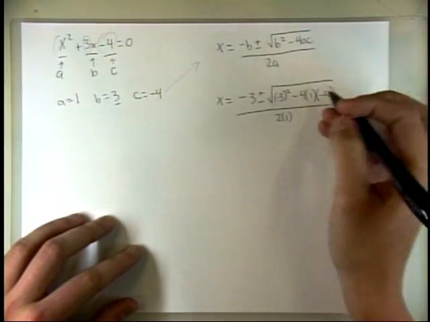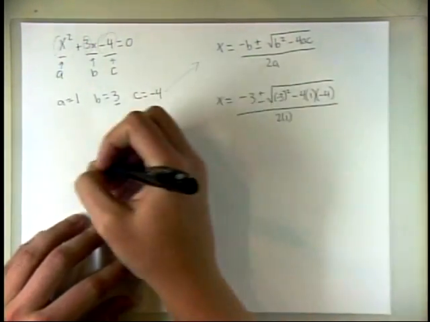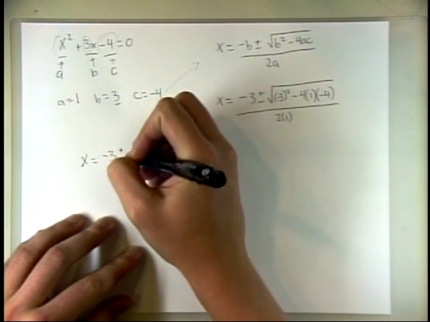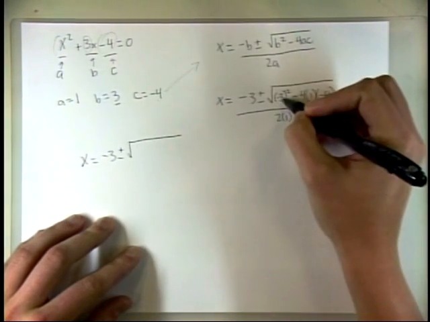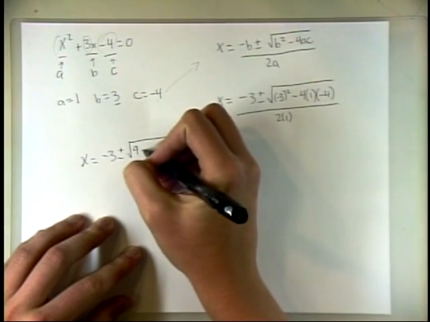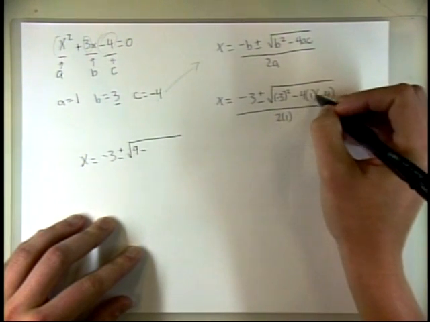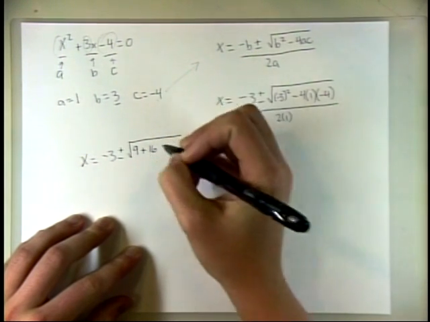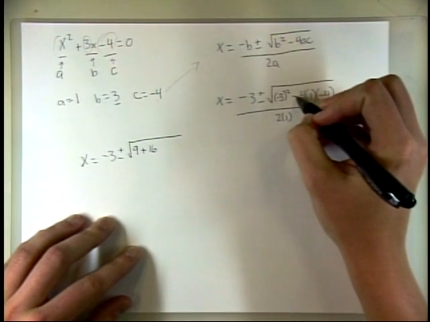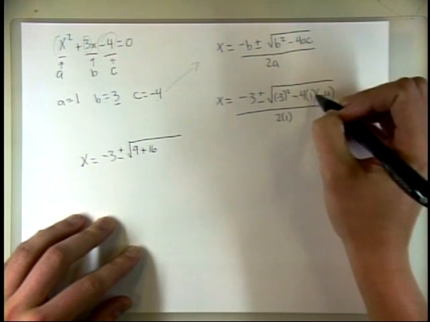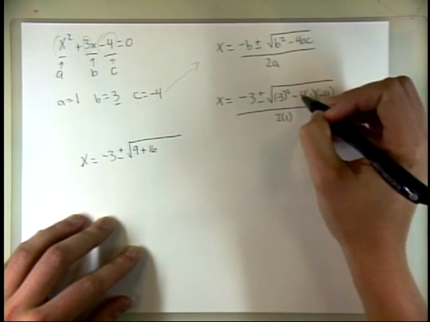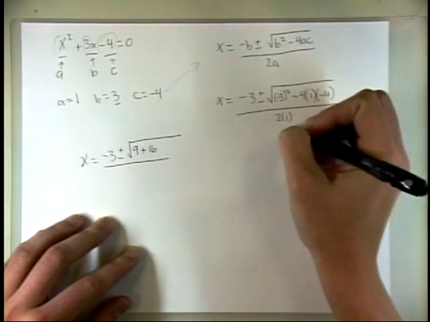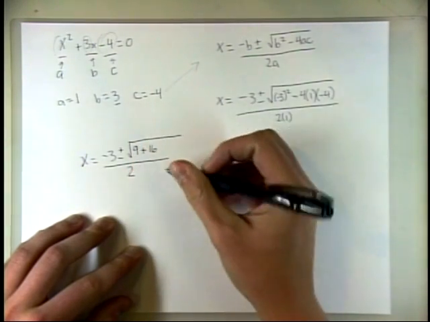From this point, all you're going to be doing is simplifying. X equals negative 3 plus or minus the square root. Negative 3 squared is 9, minus negative 4 times 1 times negative 4 is going to make it a positive 16. Because negative 4 times negative 4 is positive 16, times 1 gives you this number right here. All over 2 times 1, which is 2.